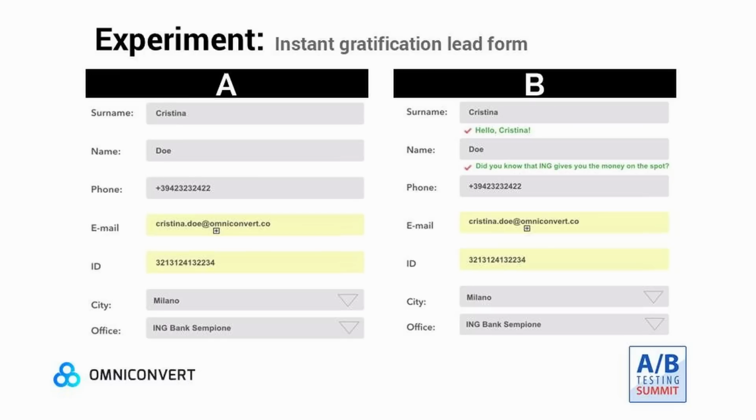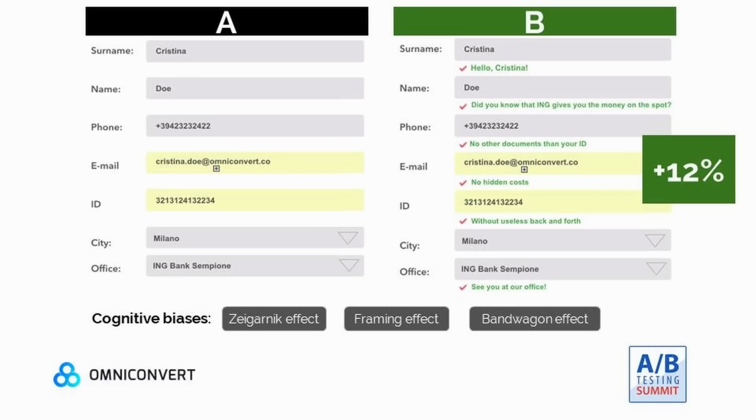So when they said their surname, we responded hello. After the name, we addressed a different objection. After the phone, we stated that you don't need other documents, you don't have any hidden costs, and eventually that led to a full orchestrated lead form, which was actually interactive. So we addressed also the instant gratification after every field, because you get all these green text and the checkboxes. And also we managed to improve the conversion rate by 12%.